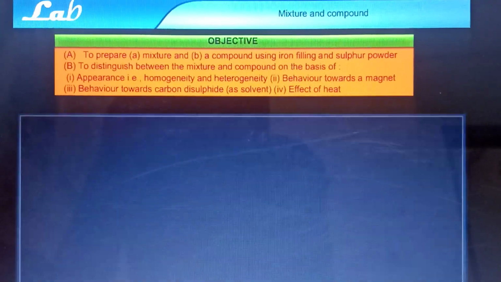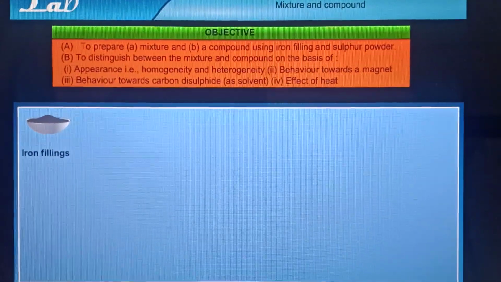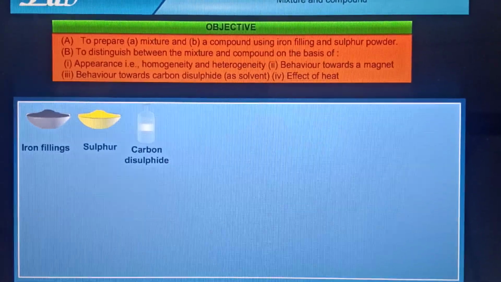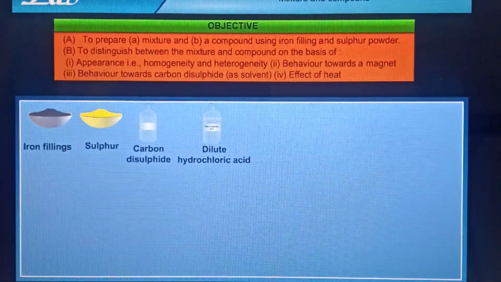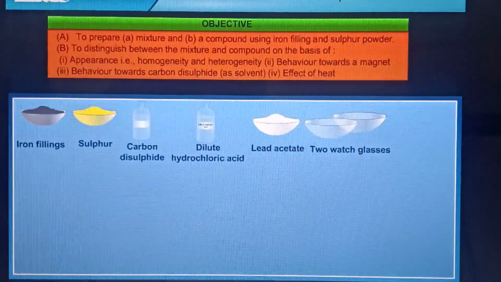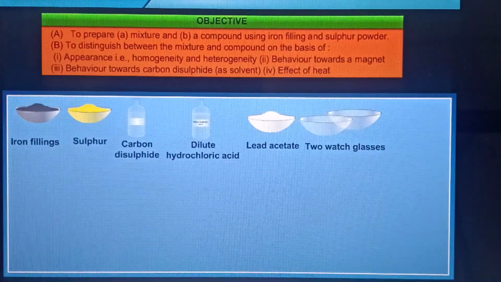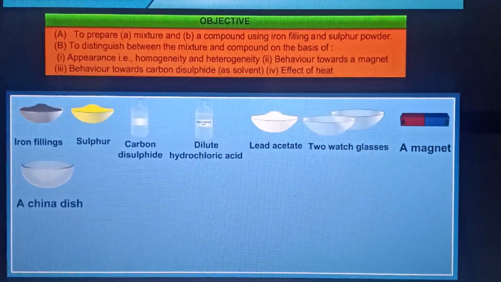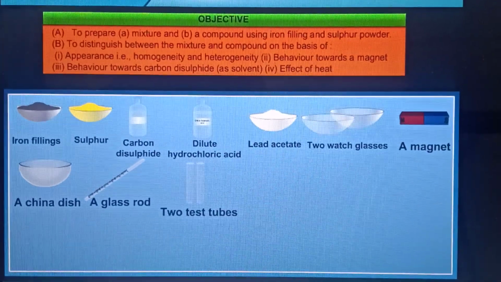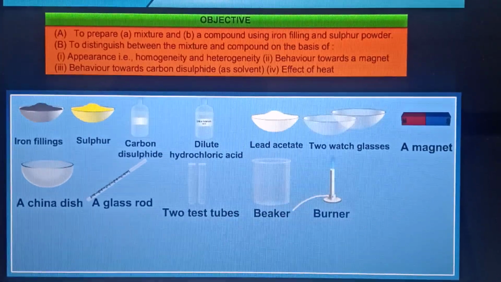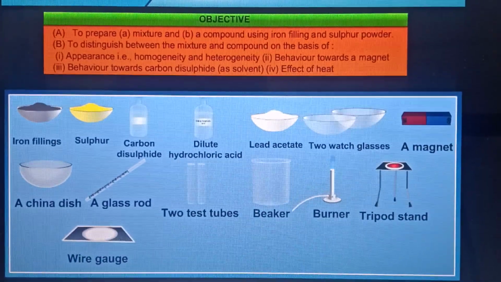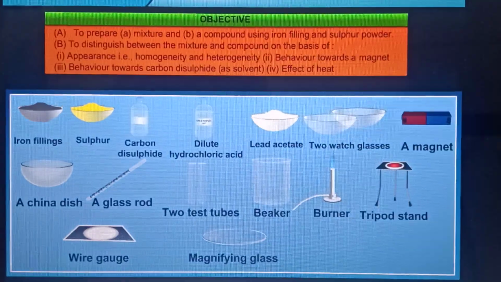Materials required: iron filings 10 gram, sulfur 6 gram, carbon disulfide, dilute hydrochloric acid, lead acetate, 2 watch glasses, a magnet, a china dish, a glass rod, 2 test tubes, beaker, burner, tripod stand, wire gauze and magnifying glass.